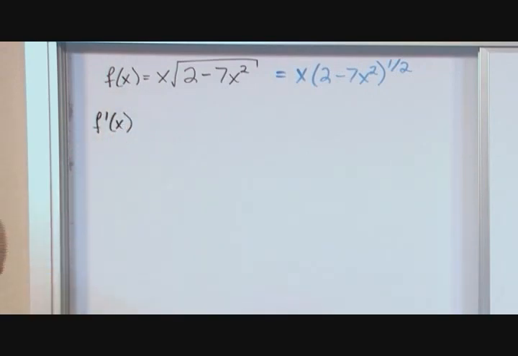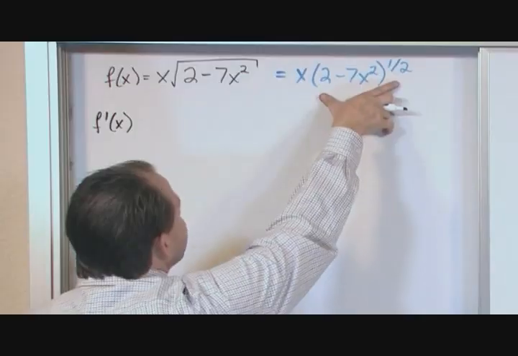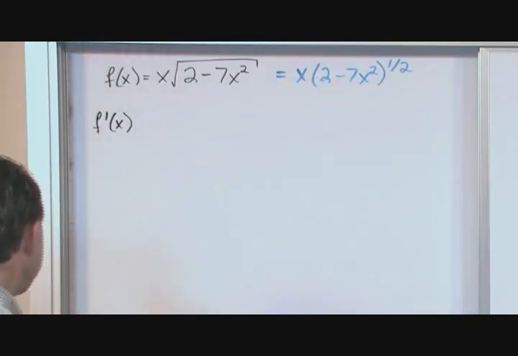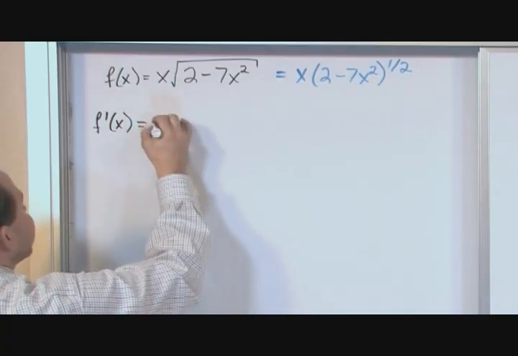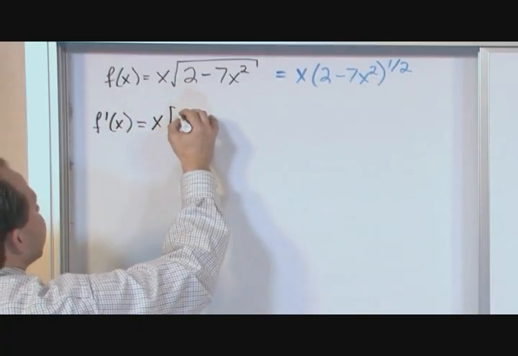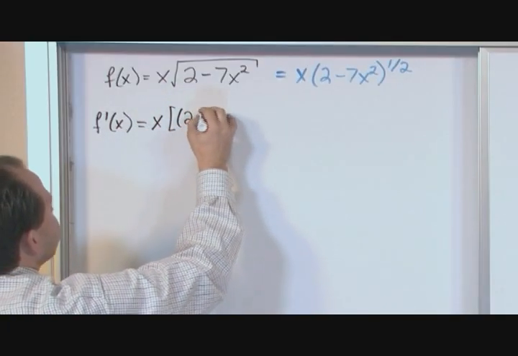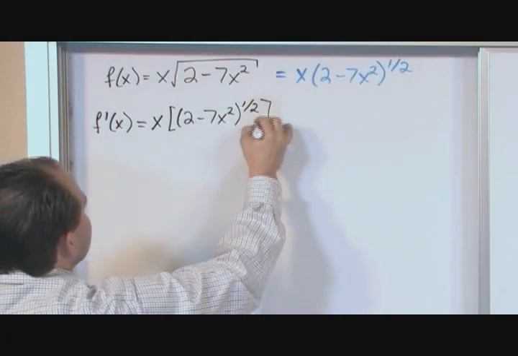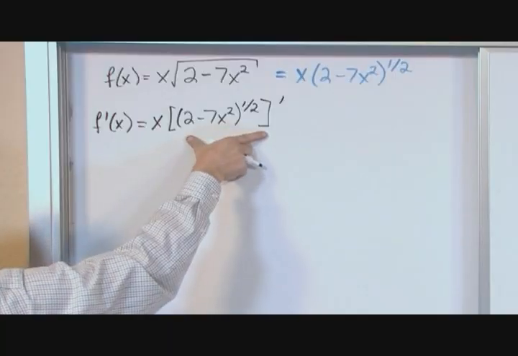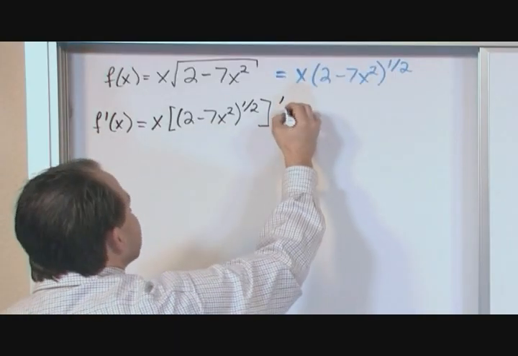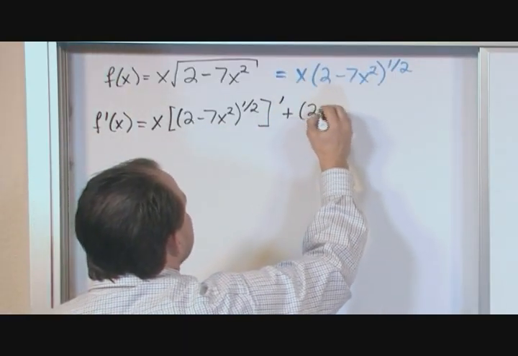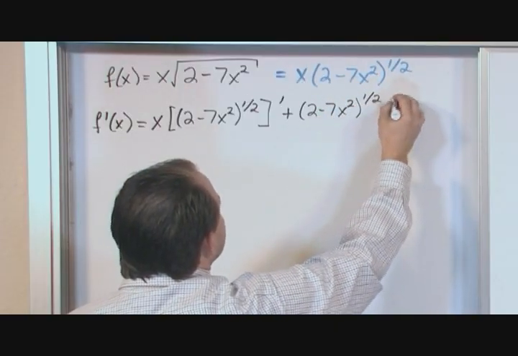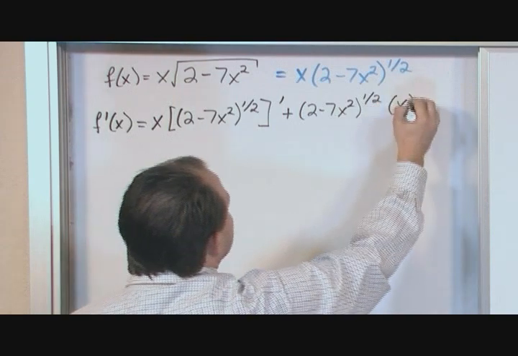So what's the product rule? It's the first function times the derivative of the second function plus the second function times the derivative of the first function. So let's go and do that. It's the first function times the derivative of the second function. So we'll have 2 minus 7x squared raised to the 1/2 power. First times the derivative of the second function, that's what this means, plus the second function, 2 minus 7x squared raised to the 1/2, times the derivative of the first function over here, right there.